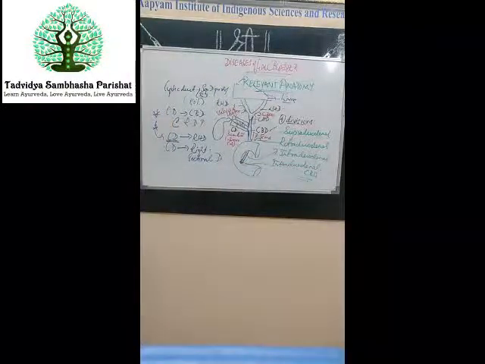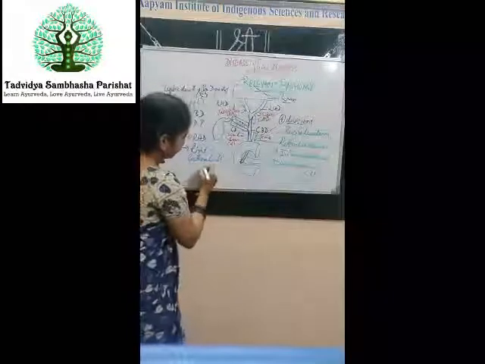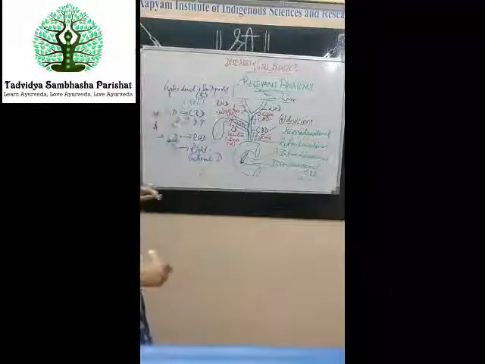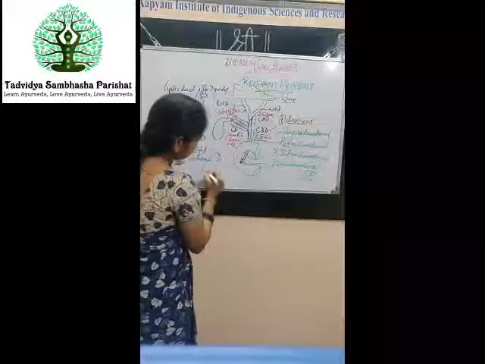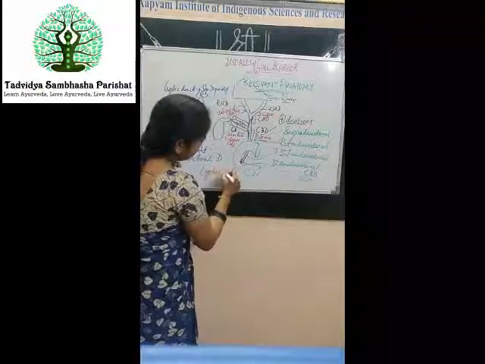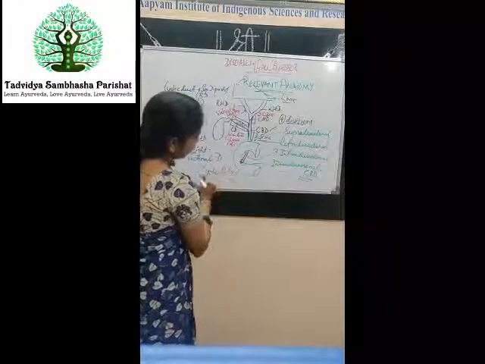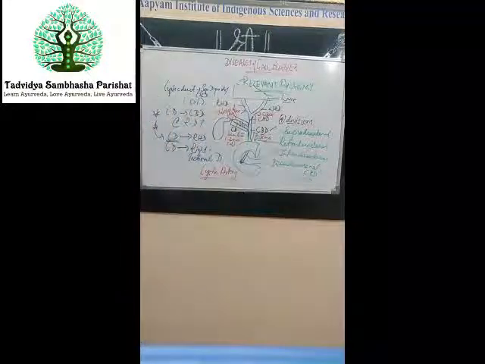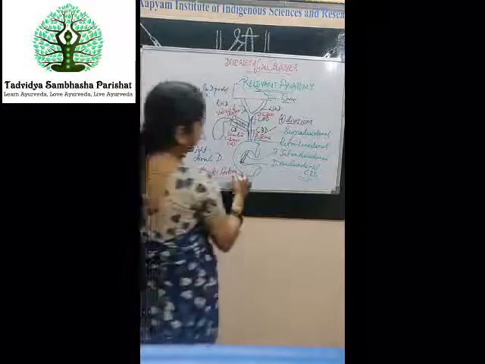Another thing here is the blood supply. The arterial supply is by the cystic artery, which is a branch of the right hepatic artery.